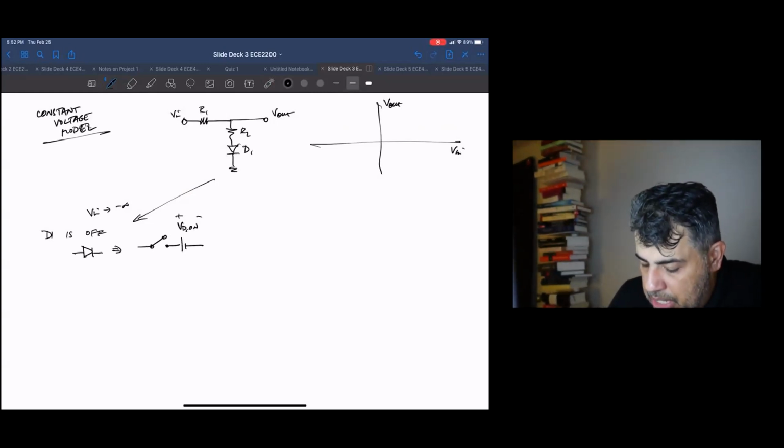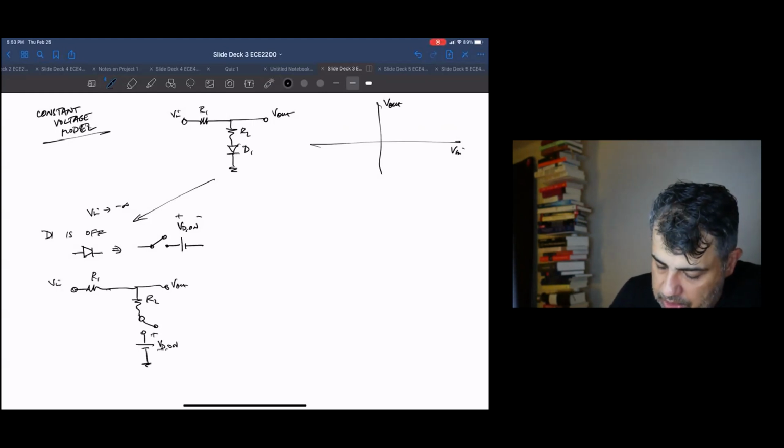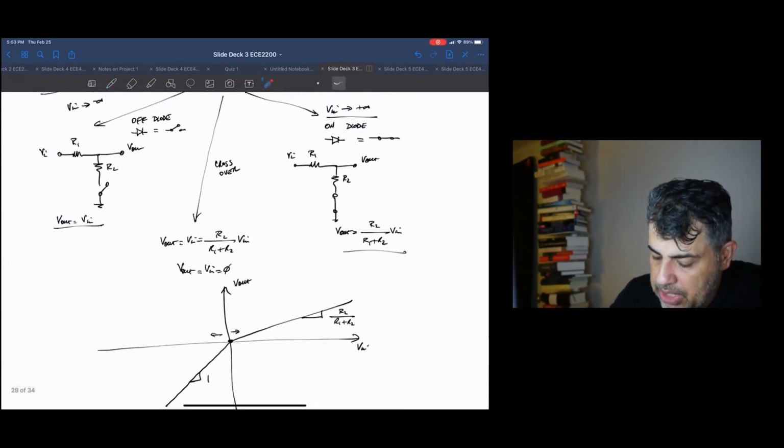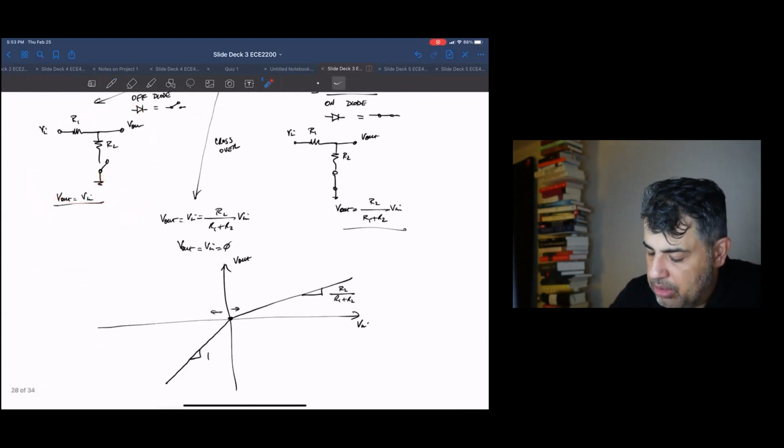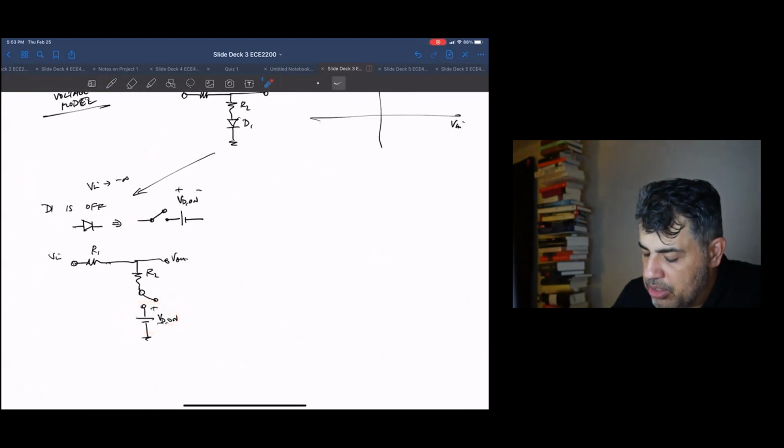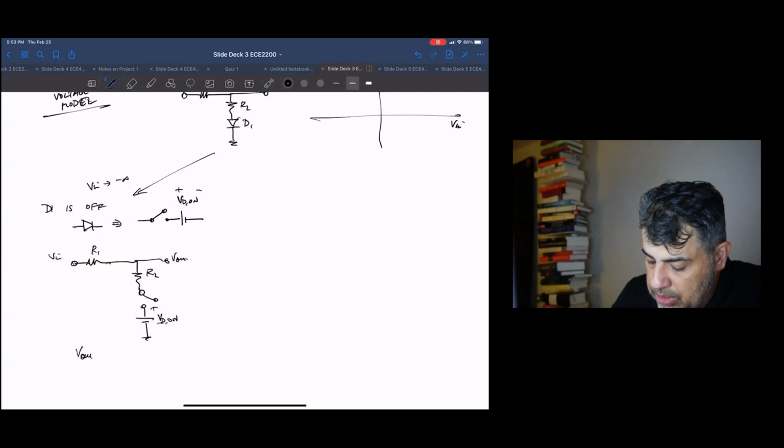When it's off, it really doesn't matter, because as you'll see, R2, our switch is open, and we put the battery here. V out, V in. Notice this looks exactly like the earlier circuit, but there's no battery there. In this case, because we've got the constant voltage model, there's a battery. But when the diode's off and the switch is open, V out doesn't see the battery. So there's no current flowing, so still V out is equal to V in.